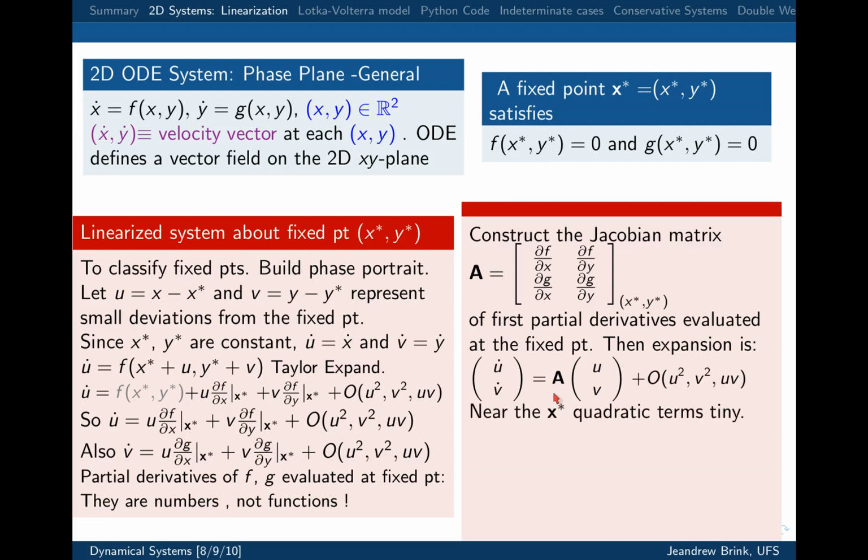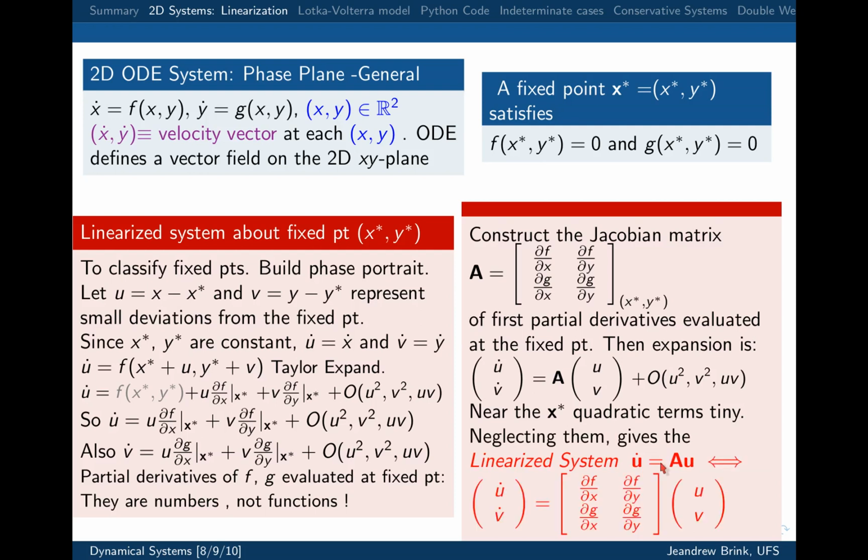Okay. And so near the fixed point, these things are very, very small, and we can neglect them, and this basically gives you this final linearized system, which we now solve. So whenever I get a fully general two-dimensional system, the first thing I do is compute all the fixed points. The next thing I do is work out the Jacobian matrix, and then I simply use that to construct a linear system, which I then solve.